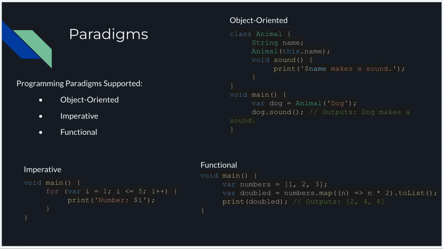It also supports functional programming. Functional programming treats functions as values, meaning you can store them in variables, pass them around, or return them from other functions. This example shows how you can process a list in a clean and efficient way. This flexibility makes Dart a powerful tool for various programming needs.